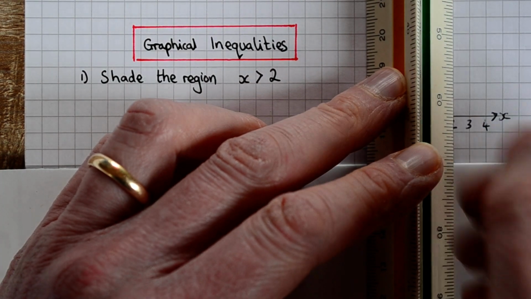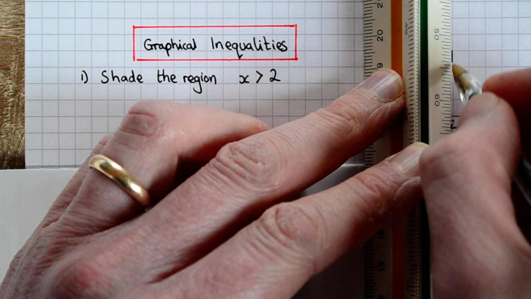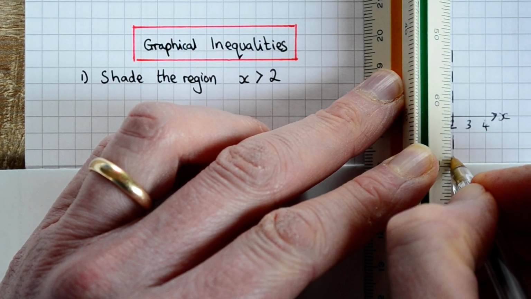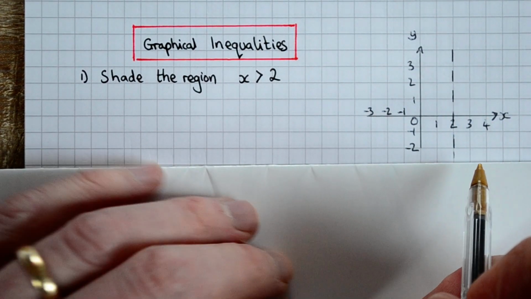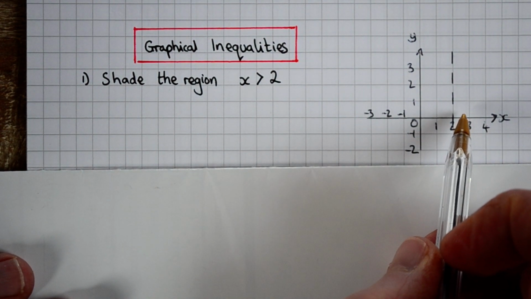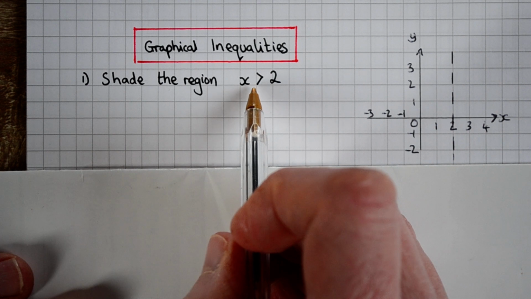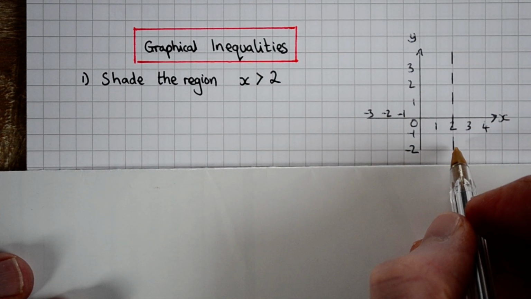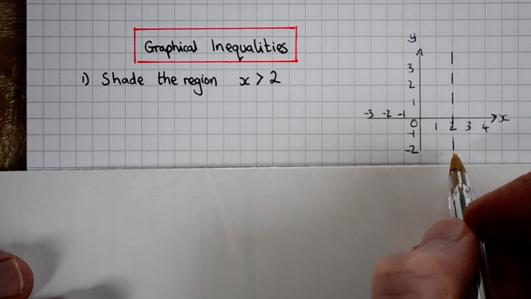I'm going to draw a dashed line because it's an inequality. And the dashed line signifies that if you're on the line, that's not part of the area we're interested in. We're only interested in areas where x is greater than 2, not where x is equal to 2. Now, which side of the line are we interested in?